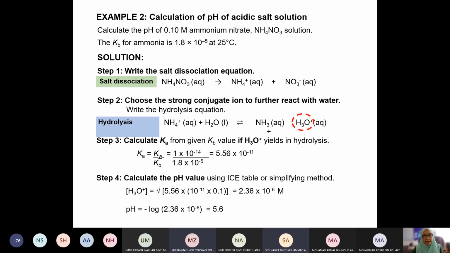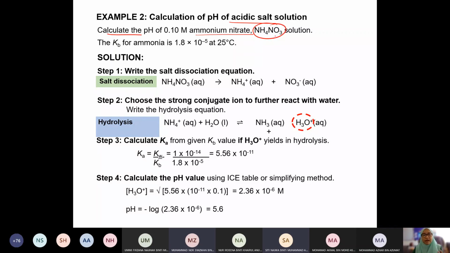Okay, this is the second example. Just now we had a basic salt, now we have an acidic salt. Can you see the question? Calculate the pH of 0.1 molar of ammonium nitrate. So this is ammonium nitrate.